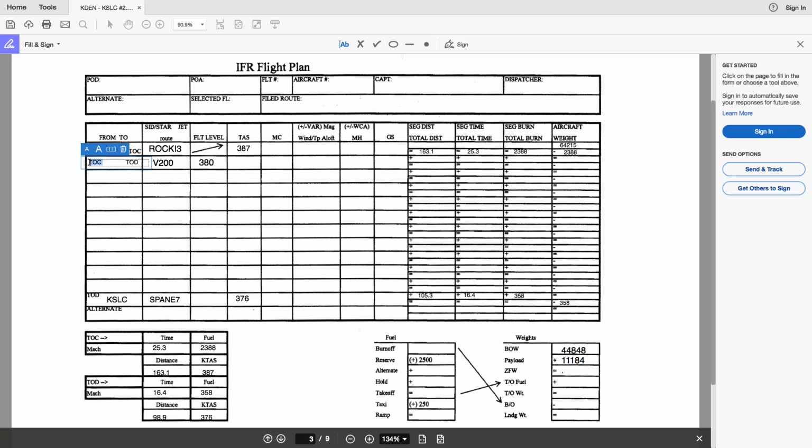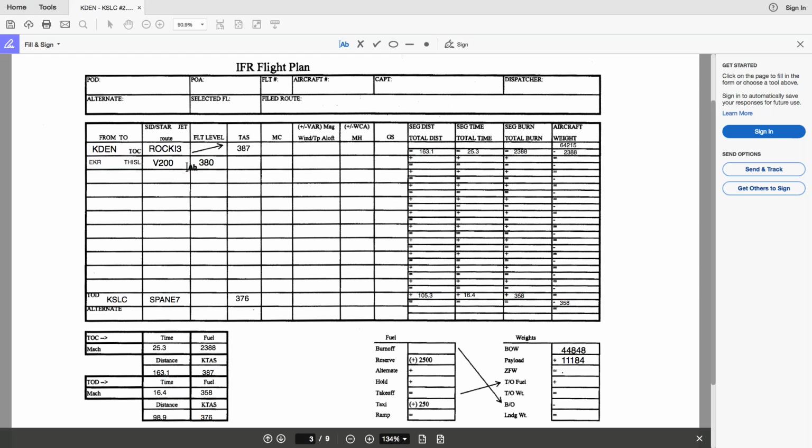We can do EKR to Thistle. Whatever you guys want to do there. But it is top of climb to top of descent, basically. Okay? Just depends. You can put either one there, basically.